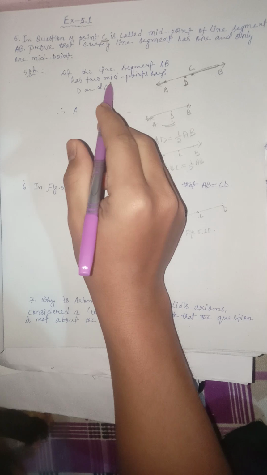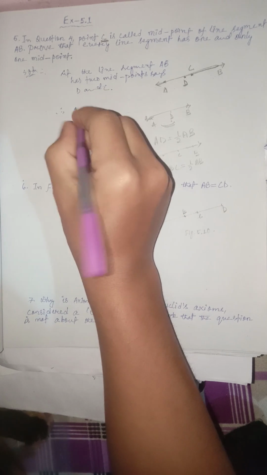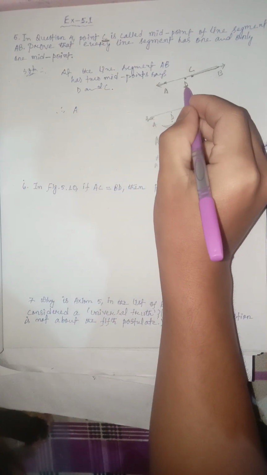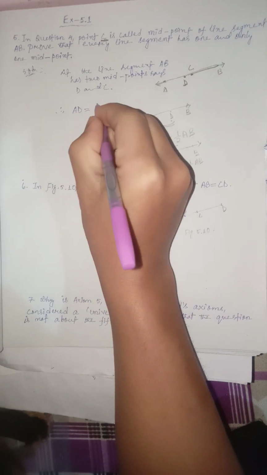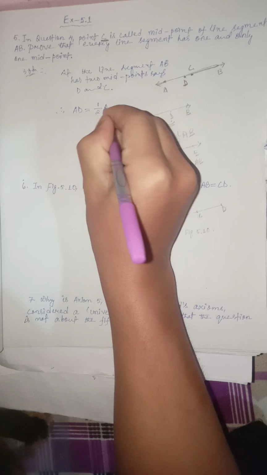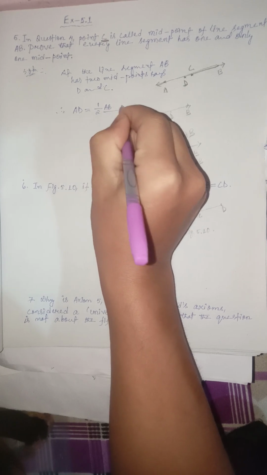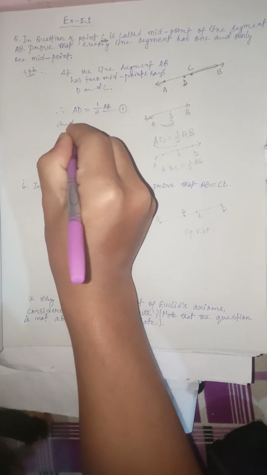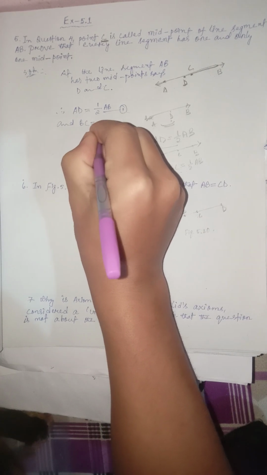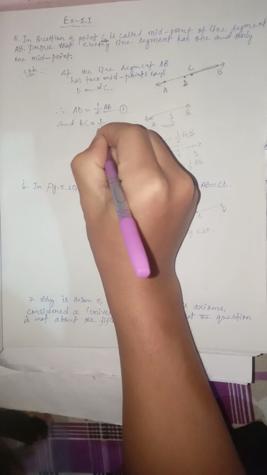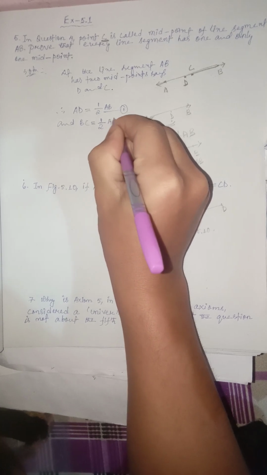As we already mentioned, C and D are the midpoints. Now when we consider D is the midpoint, then AD will be equal to half of AB. This will be equation 1. And after that we have BC. Whenever C is the midpoint of AB, then BC will be equal to half of AB.